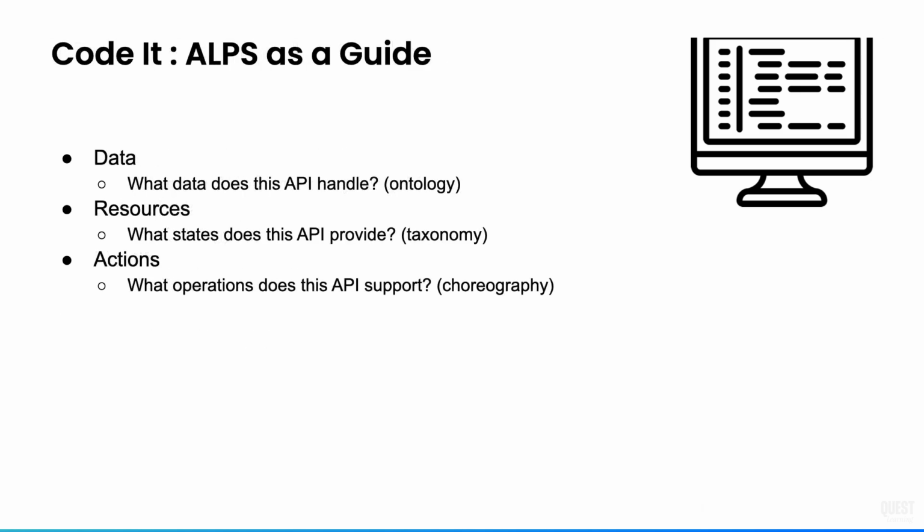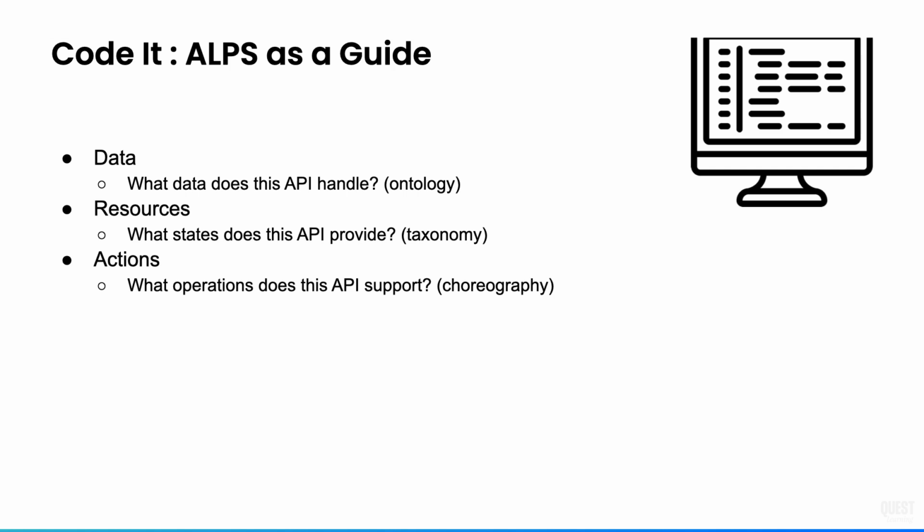So let's start with just focusing on how we're going to convert this design document into code. What we're really going to focus on when we're writing this service is what data does the API handle? That's what we might call the ontology. That's the actual meaning of the elements like ID and status and given name and family name and so forth. We're also going to create resources. This is going to be an HTTP API. So what state does the API provide?